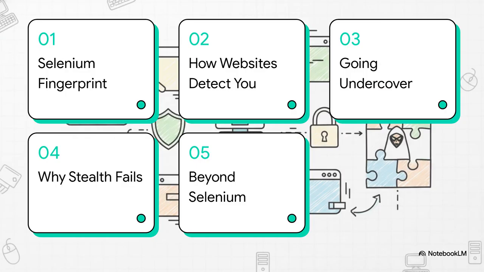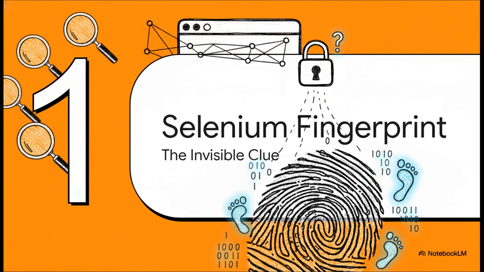All right, so here's how we're going to break this down. First, we'll get into what this Selenium fingerprint actually is. Then we'll play detective and see how websites are able to track you. After that, we'll look at the tricks for going undercover and, crucially, why even the best disguises can fall apart. And finally, we'll take a peek at what comes next in this never-ending game. So let's get right into it.